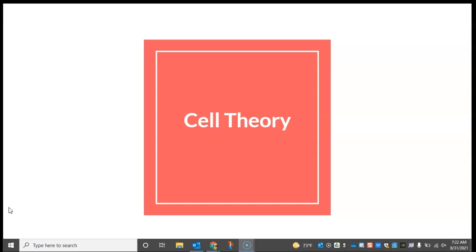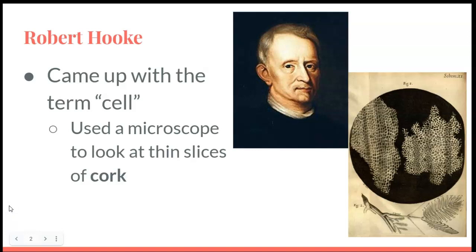Before we really get into the cell theory and what it is, we have to talk about one famous scientist, and that is Robert Hooke. You do not need to know many scientists throughout this course, but for some reason this guy always comes up on the SOL. Robert Hooke is famous for coining the term cell. He came up with it by looking at a thin slice of cork, which is part of a plant, under a microscope.